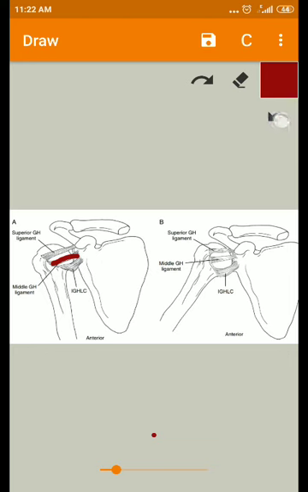And when the arm is abducted to 45 degrees or with combined abduction as well as rotation, then the inferior glenohumeral ligament complex plays an important role in joint stabilization. This we will see in the next video.